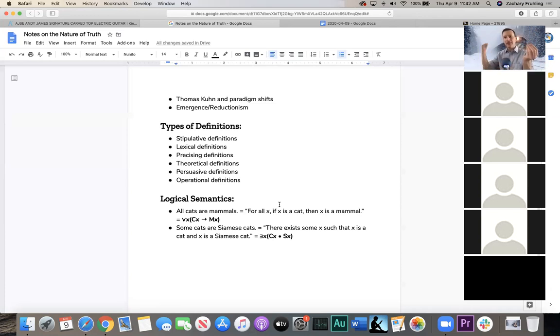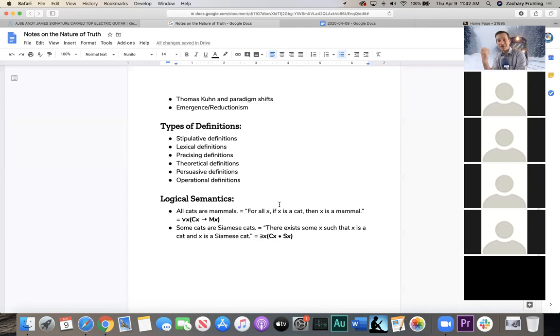What is a black hole? The warping of space-time, according to Einstein. That's a theoretical definition of a term, black hole. And a lot of scientific terms rely on theoretical definitions, which are different than stipulative definitions, which are different than precising definitions. Persuasive definitions. Sometimes you can use definitions to persuade people.